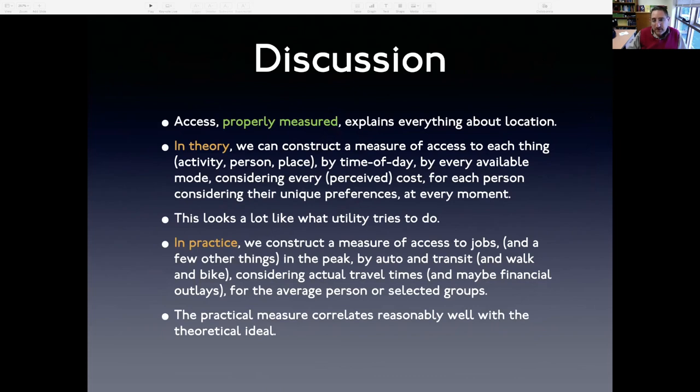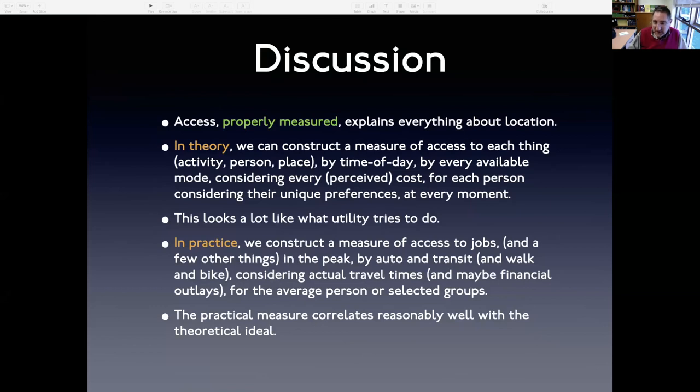So the claim here is that access properly measured explains everything about location. And in theory, we can construct a measure of access to each thing, every activity, person or place, by time of day, by mode, considering all of the cost for each person, considering their unique preferences at every moment. And this is what utility theory tries to do in a sense. But in practice, we can't do that because it's too much to measure.